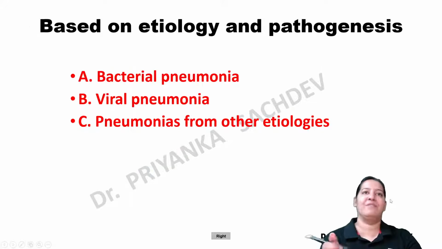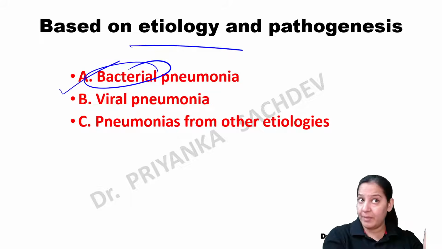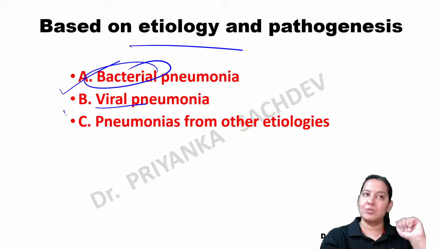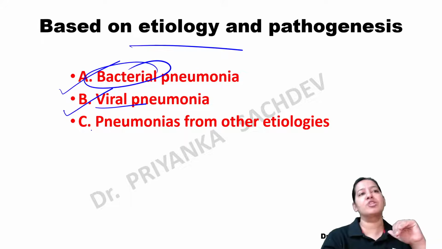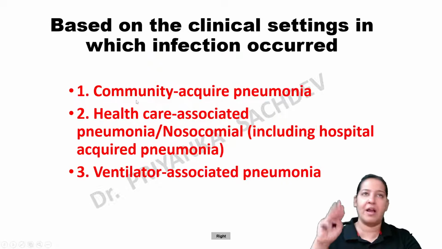Coming to the next classification, based on etiology. If pneumonia is caused by bacteria, it is bacterial pneumonia. If pneumonia is caused by a virus, it is known as viral pneumonia. If pneumonia is caused by a fungus, it is known as fungal pneumonia. So I will teach you 3 types of pneumonia based on etiology: bacterial, viral, fungal.